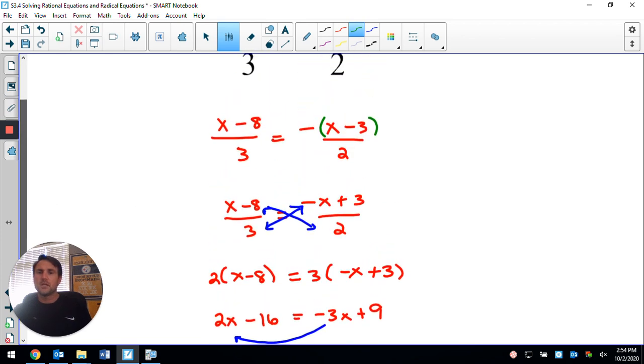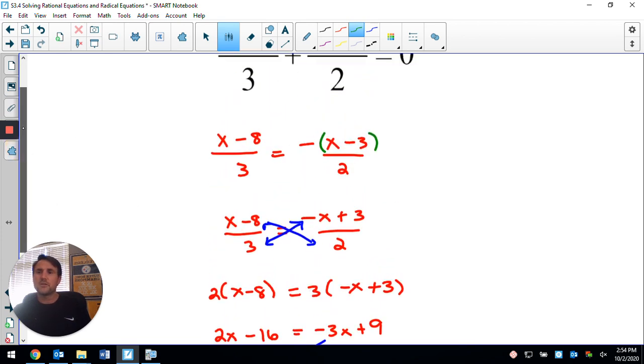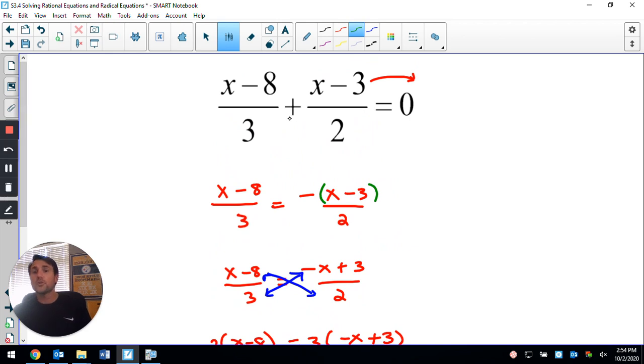Now you may have tried something different. I don't know if it would have been longer or shorter had I just tried to put these two fractions together. There's a lot of different techniques that you can use. There's even a technique to get rid of the fractions right off the bat.